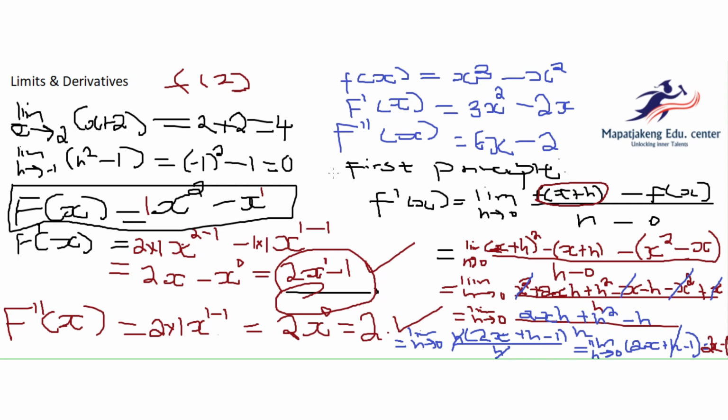So you can use this simpler way to derive, or you can use the first principle. In most cases, they're going to tell you to use the first principle. It carries around 5 marks to use the first principle. Otherwise, if they haven't specified, just quickly do it and move to the next question.